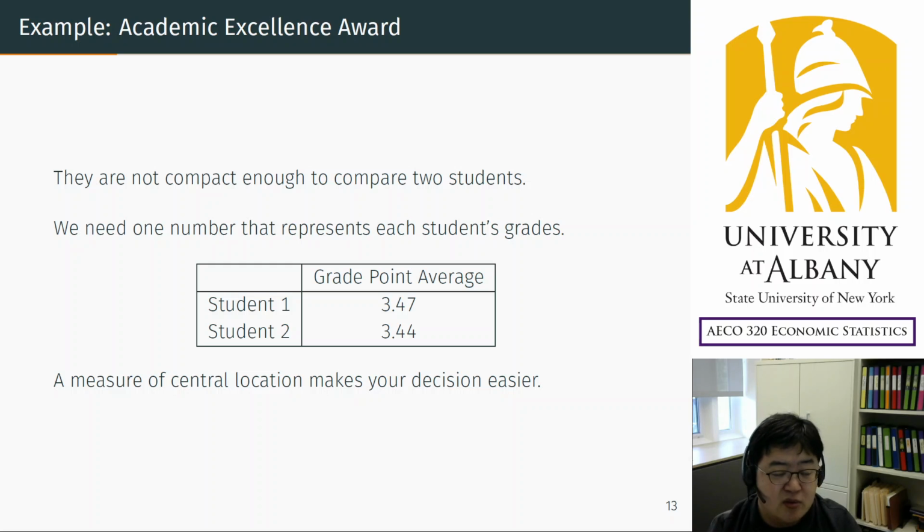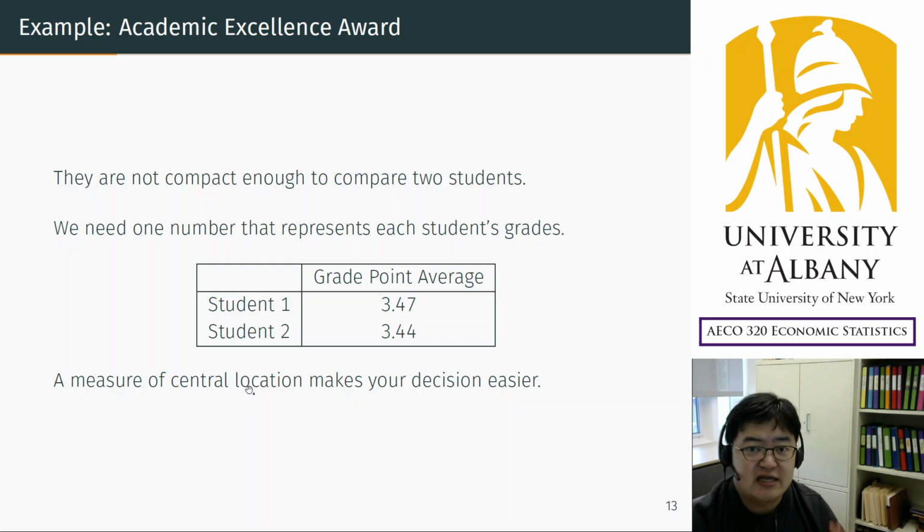But anyhow, the point here is that the average summarizes the data in a super compact way into only one number. It represents the whole data by one number. It's super convenient to have only one number to make a comparison, and that's the average.